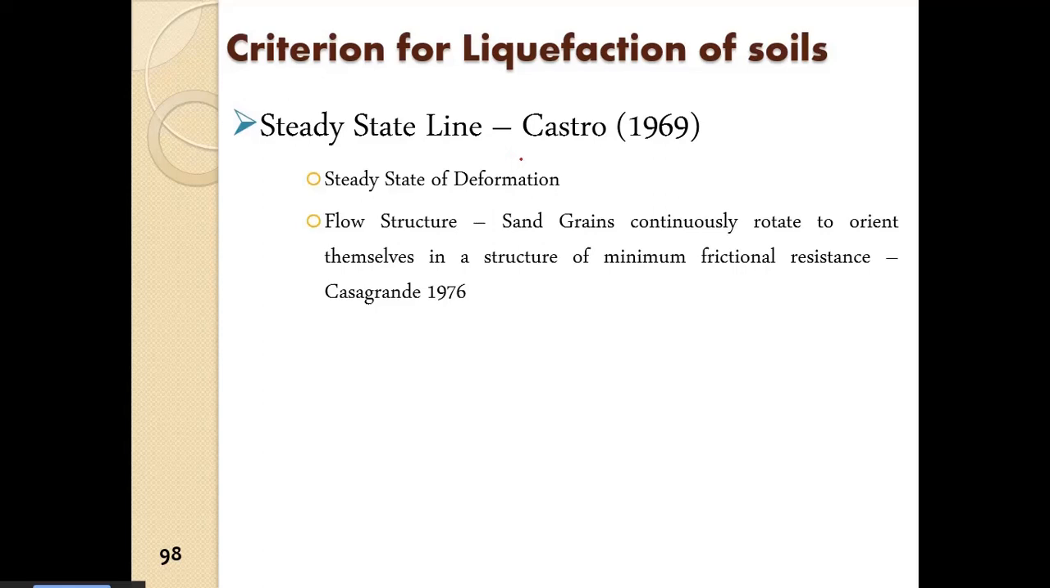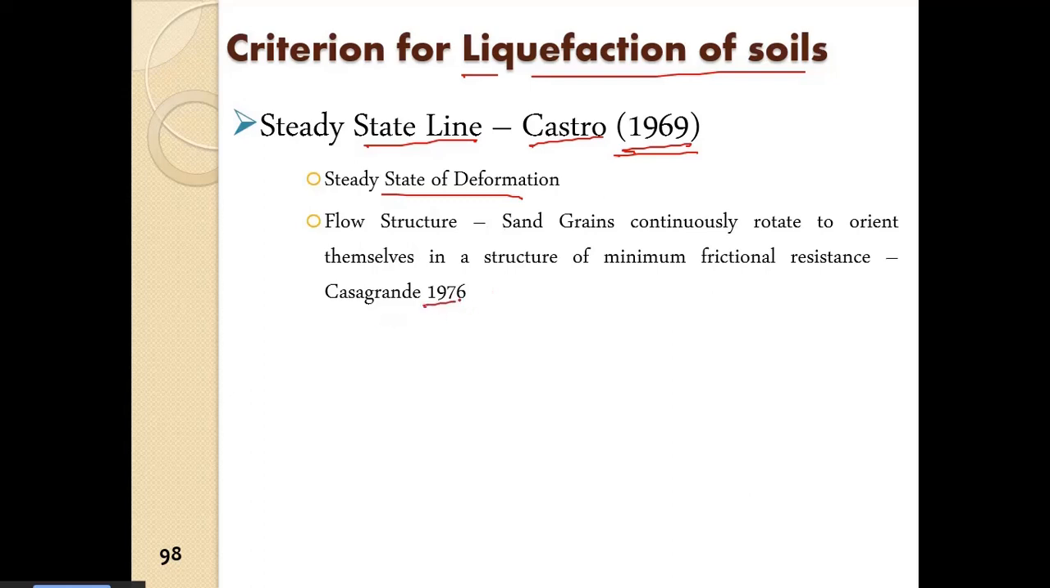Castro, 1969. Castro was a student of Casagrande, and he did his research under Casagrande. In 1969 he proposed the steady state of deformation as a criterion for defining liquefaction of soils. He proposed the idea of the steady state line for defining the liquefaction criteria.